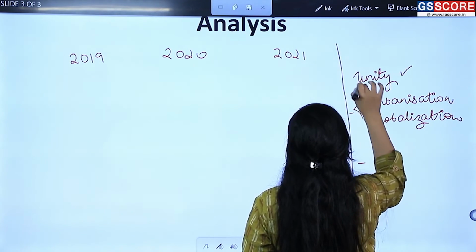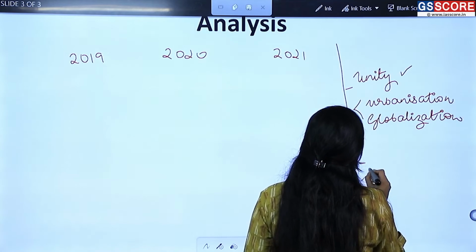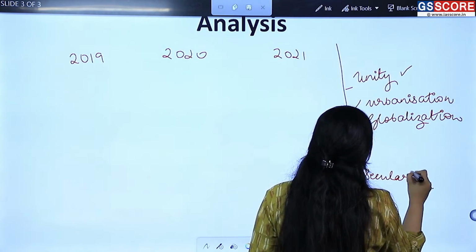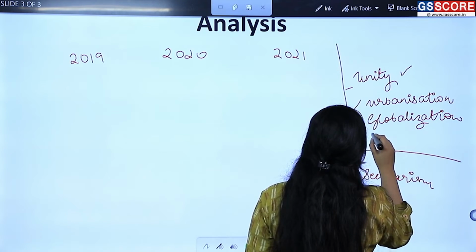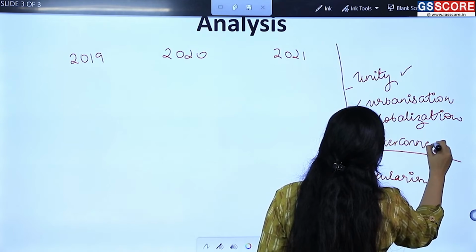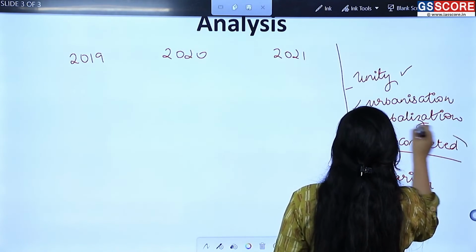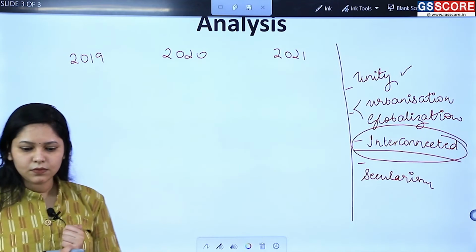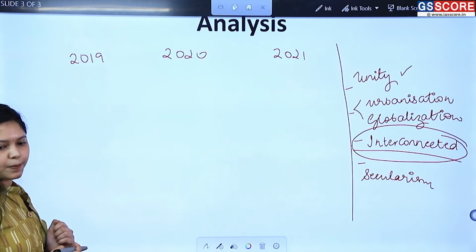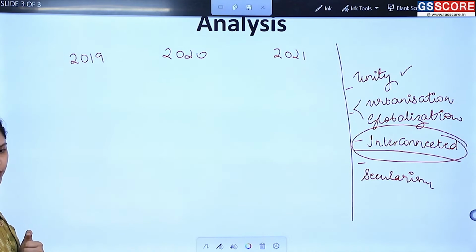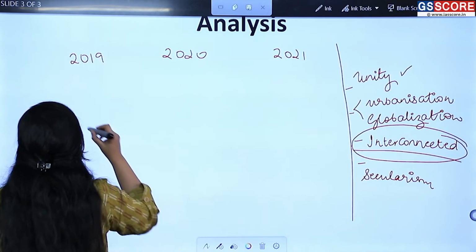And we can also expect questions from secularism on the basis of this. And interconnectedness is the most important point I want to make over here in terms of trend analysis. Okay. So in 2019, questions from culture, secularism, women's organization, and population dynamics were asked.